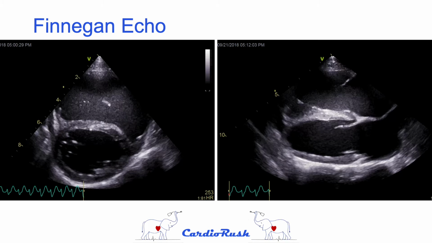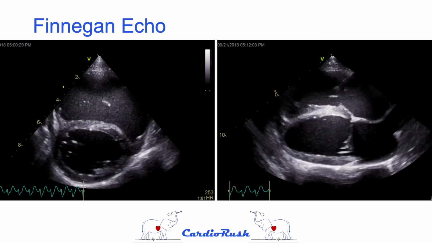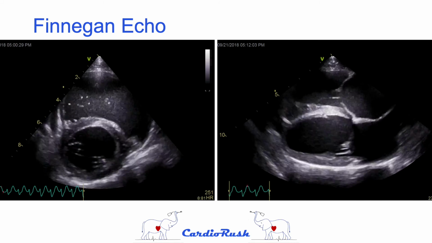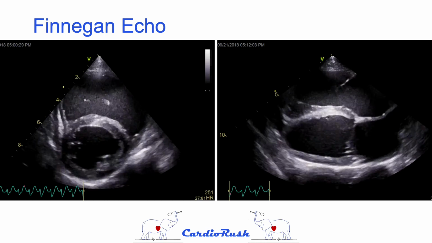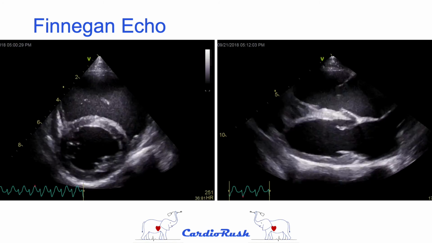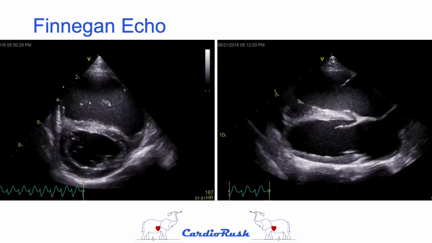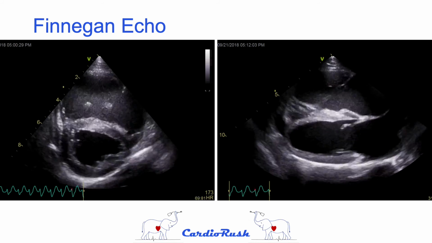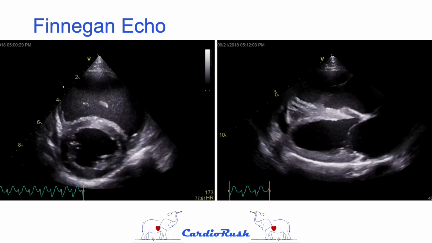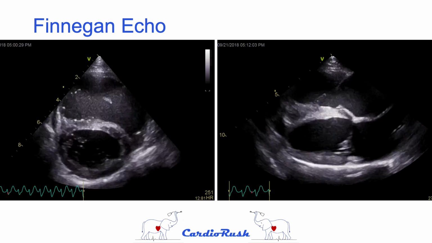On echo, the left ventricle was dilated with reduced contractile function. The right ventricle was markedly dilated, and the wall of the right ventricle was subjectively slightly thinned. There was a little bit of mitral and tricuspid regurgitation and mild to moderate left atrial enlargement with moderate to marked right atrial enlargement.